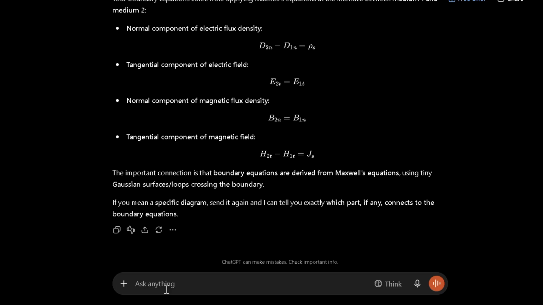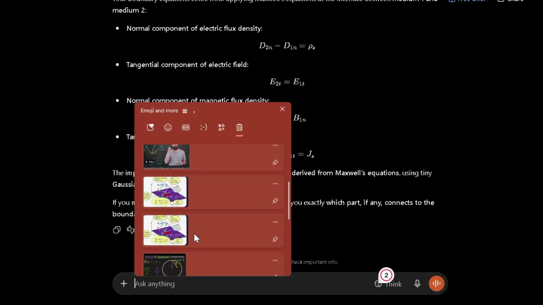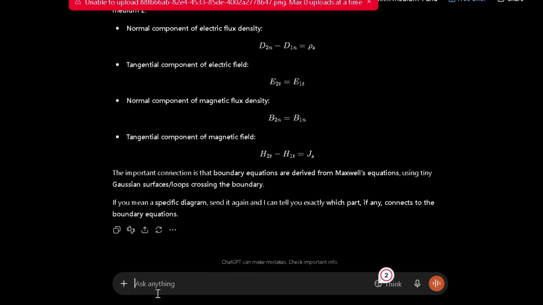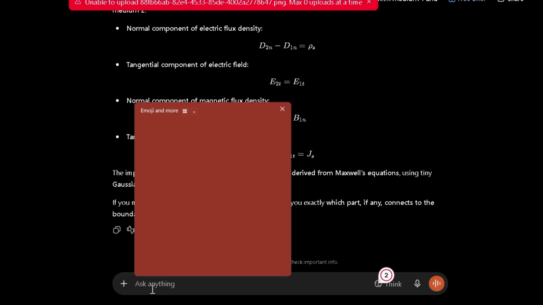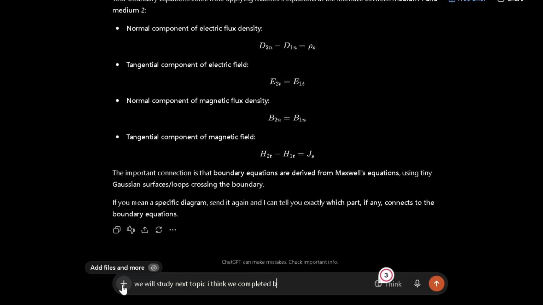This topic in itself is a little confusing. Now I will take another diagram and see if there is any relation. Okay, my upload time is over. We will study the next topic. Completed boundary equations. You can come again later if needed.